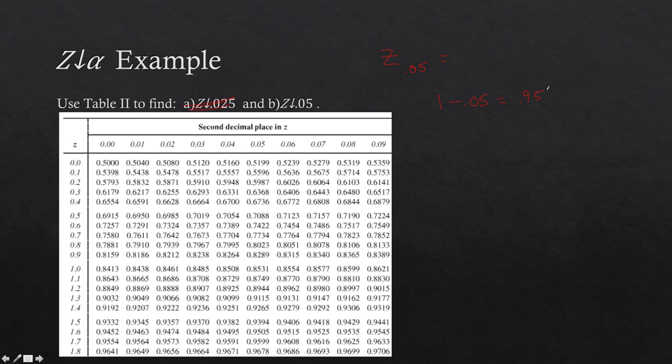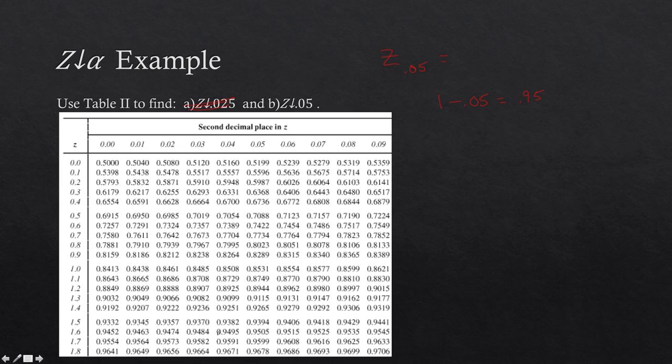Now, why did we do that again? Because that's the area to the left. 0.95 is the area to the left, and 0.05 is the area to the right. In order to read it from the table, we have to have the area to the left. Alright, so now that we have that, we search our table for 0.95.